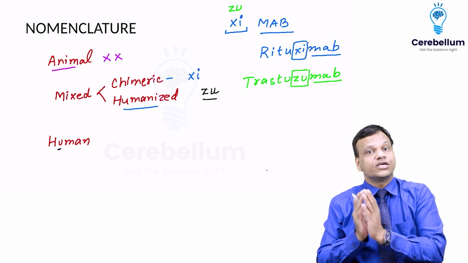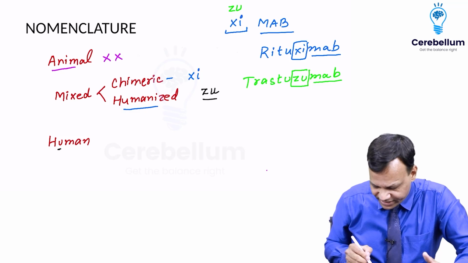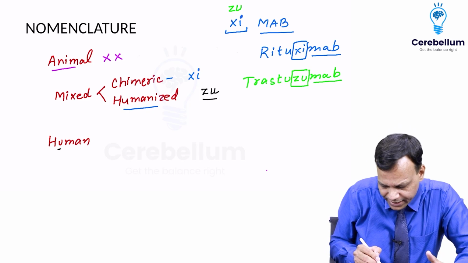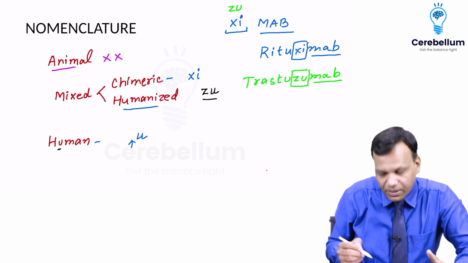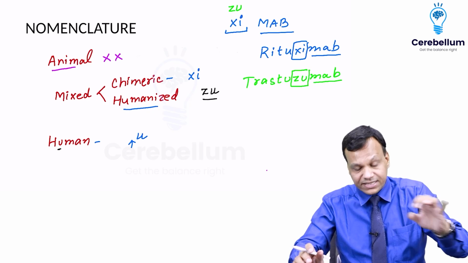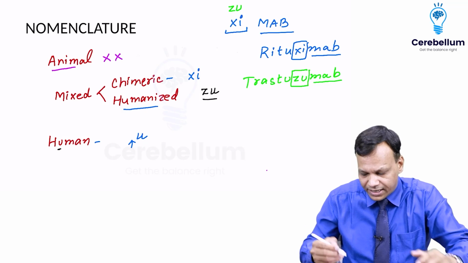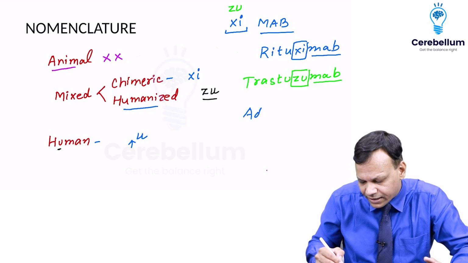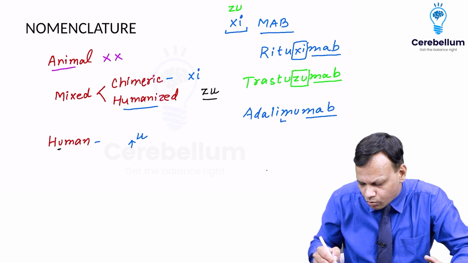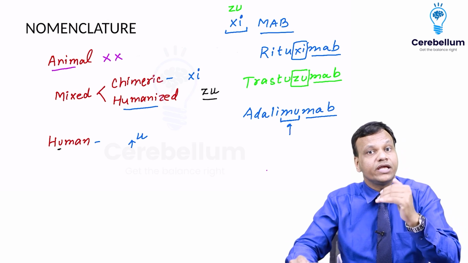So ZU means humanized. Then if it is purely human, it contains U of human. But Z is not there; anything except Z is present, then it will be purely human. Like we have adalimumab. Adalimumab is a monoclonal antibody which is purely human. If Z is not there, anything with U, it is purely human.